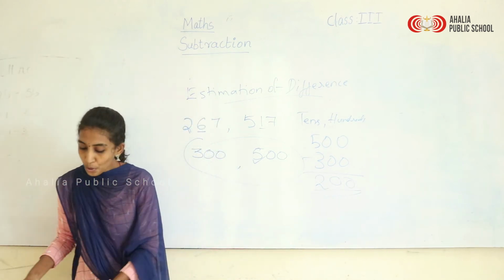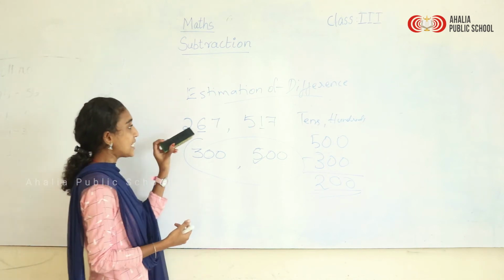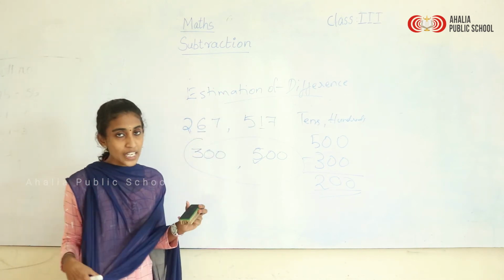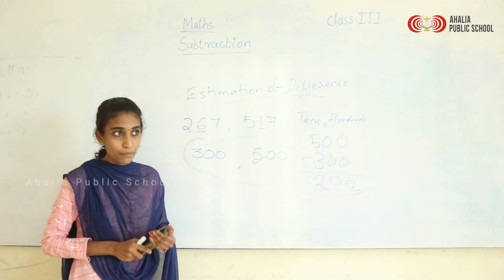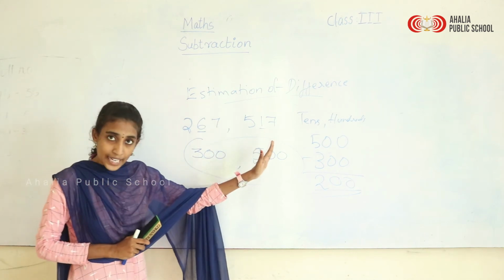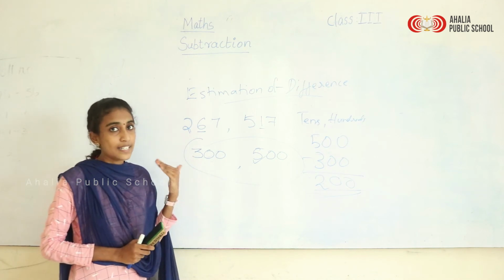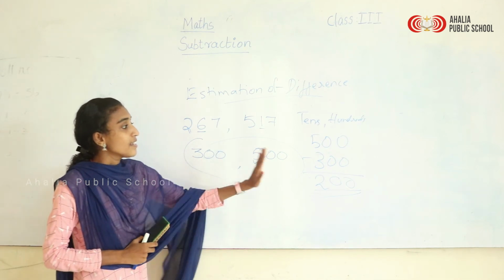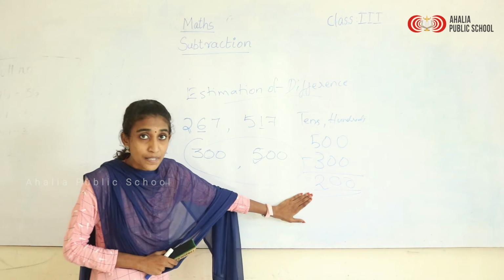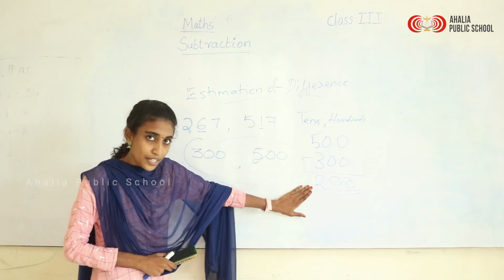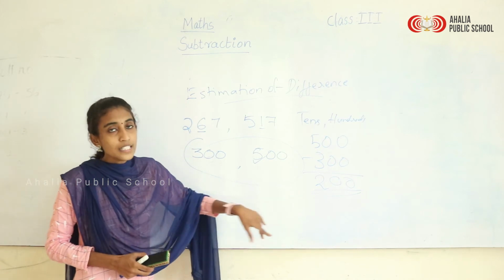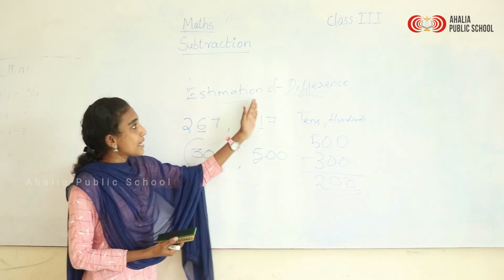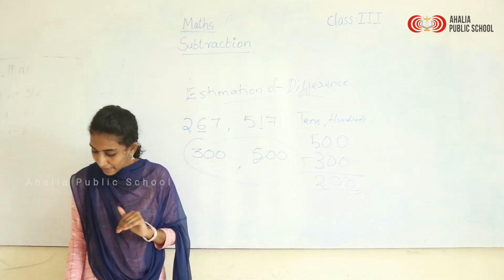So this is how you estimate the difference between any two numbers. When two numbers are given, first round off those two numbers to the nearest tens or nearest hundreds and subtract them. That means then find the difference. You will get the estimated difference as the answer. Okay children, so this is what we call estimation of difference.